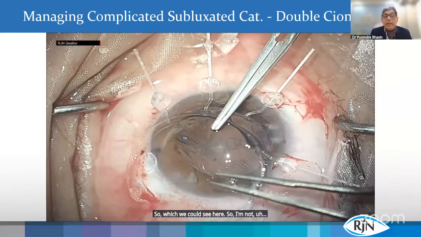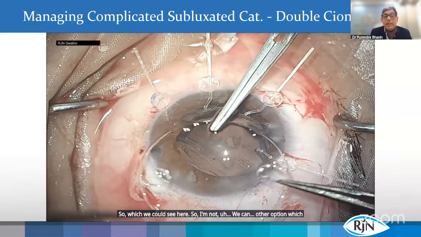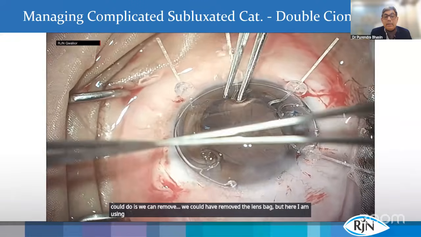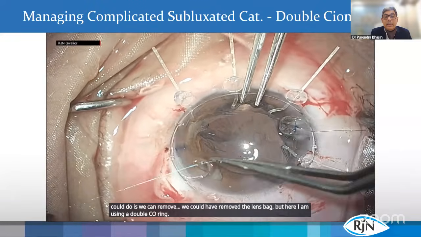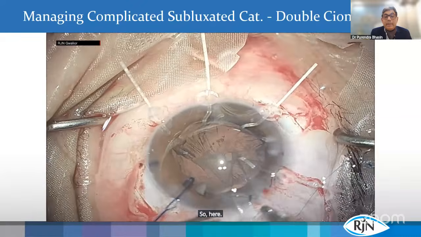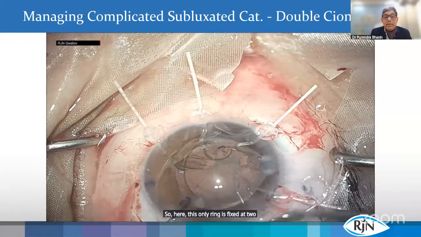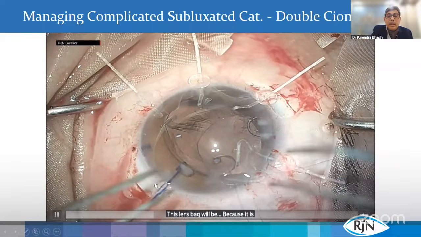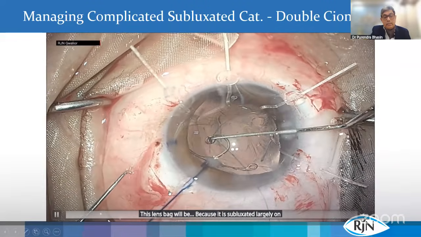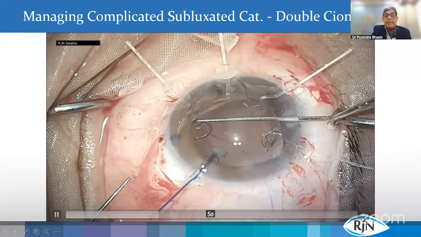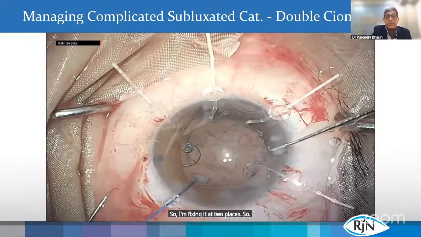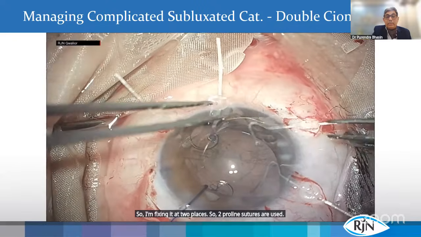The other option we could have done is remove the lens bag, but here I am using a double Sione ring. This Sione ring is fixed at two places, because the lens bag is subluxated largely, on more than 180 degrees. So I'm fixing it at two places. Two different proline sutures are used.